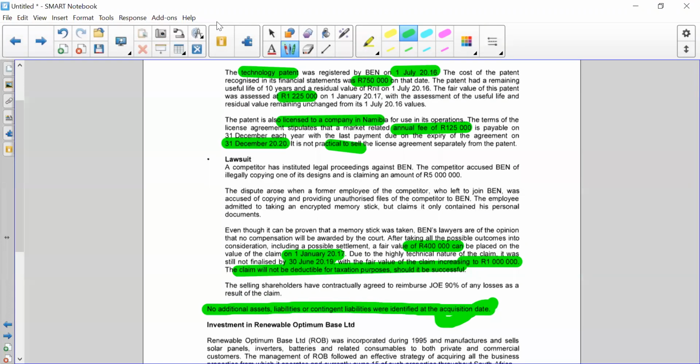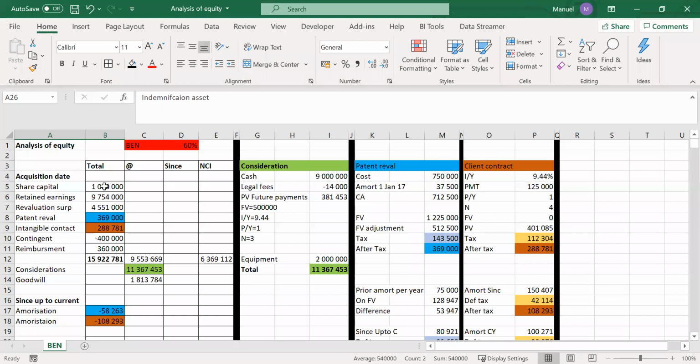Okay. Specifically in this requirement, they've asked us to only prepare the non-current assets part of the statement of financial position. So if we run through all of these, we will see that based on the non-current assets, there will be a patent revaluation. There's an intangible that we've raised. Okay, that is a liability. There will be an intangible for reimbursement that we've raised.